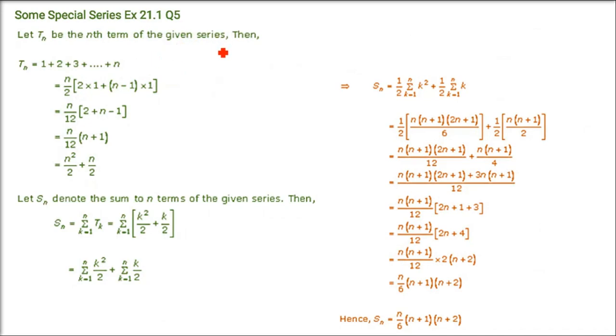Next one is 1 plus 1 plus 2. So this is actually the increasing addition of which number? Natural numbers. So 1, 1 plus 2, 1 plus 2 plus 3 like this. So finally the last term will be what? Simple, 1 plus 2 plus 3 till n. The last term will be this one. So Tn will be 1 plus 2 plus 3 till n.